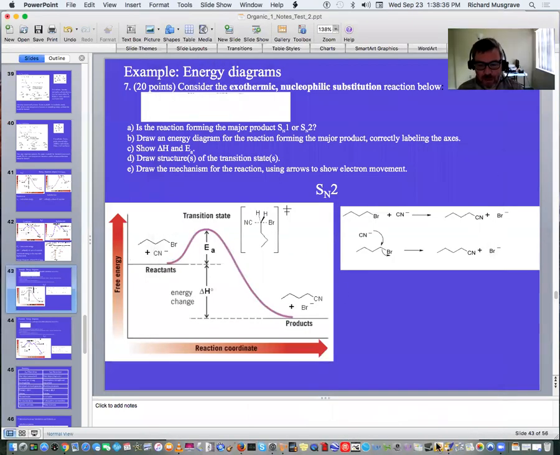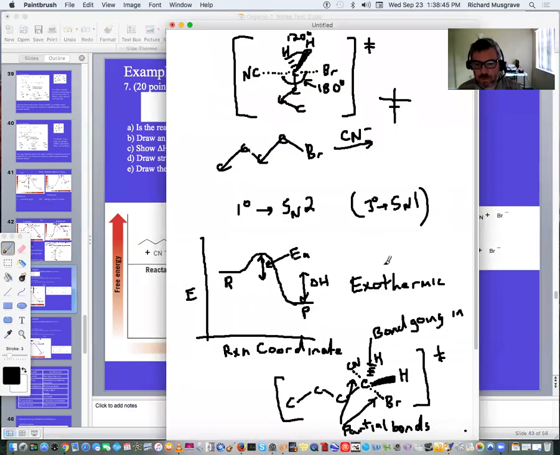Okay. There's one other thing we had to do here, draw the mechanism for the reaction. Now the mechanism is what involves the arrows. And I think that's what sometimes happens too, is that people get the mechanism and the transition state mixed up. So the mechanism is going to look like this.